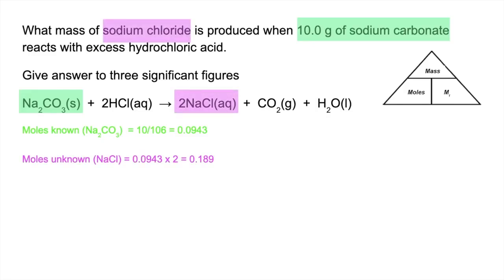Mole ratio now to get the moles of unknown. So you can see that it's a 1 to 2 ratio. So we've had to double the moles of sodium carbonate to get the moles of sodium chloride. So that's coming out at 0.189. And then answer the question, what mass of sodium chloride? So we need to just turn those moles into grams. Mass is moles times MR. So it's 0.189 times 58.5. So there's the beginnings of the calculator value, and to 3 significant figures that's 11.0 grams.